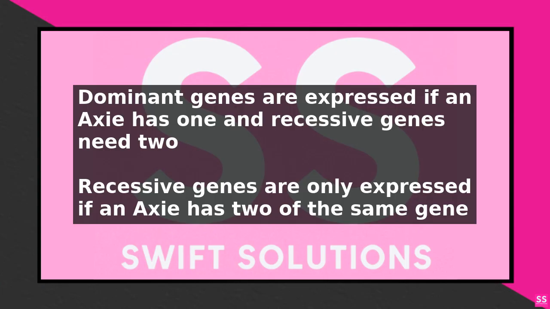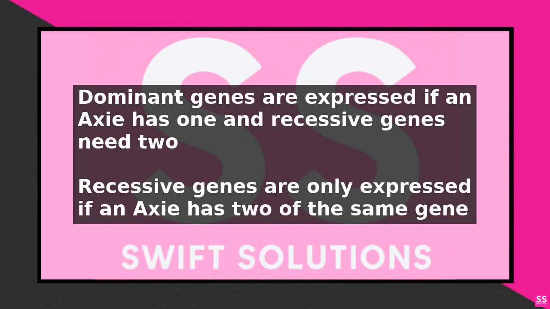To break down an Axie's genetics, start by looking at its body parts and identifying the genes that make up each part. Then, determine which genes are dominant and which are recessive. This will help you understand the Axie's phenotype and make predictions about its offspring.